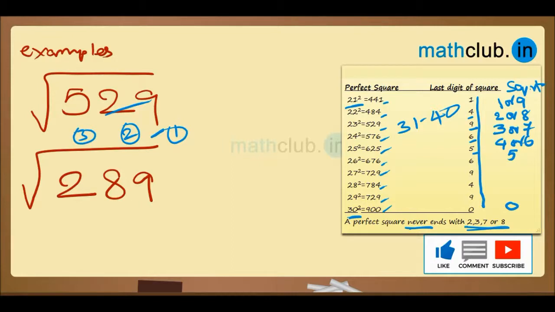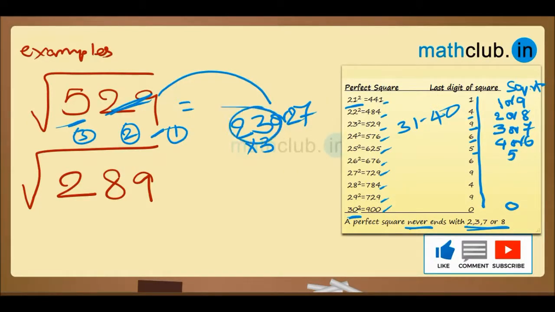Now we try to answer the question using these techniques. Step 1, it's ending with 9, so the answer should end with 3 or 7. Now I cancel the last 2 digits. I am left with 5. The highest square just less than 5 is 2 square, so the answer should be 23 or 27. To identify the answer, all you need to do is multiply 2 with the next number 3, that is 6. But here we have 5, so take the smaller value, that is 23 is the answer.